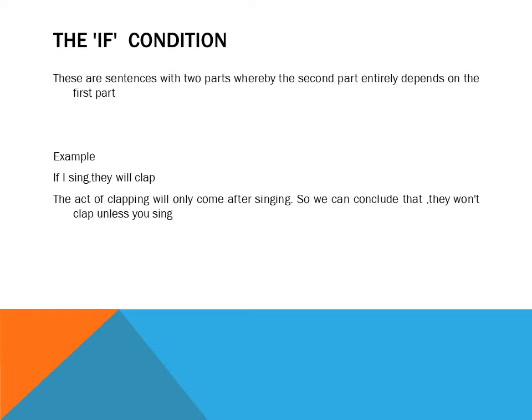That entirely means that the act of clapping will only come after singing. So it depends majorly on whether you sang. If you sang, then automatically they would clap. But if you didn't, then the clapping part of it will not be in. So that's what we are saying, that all conditional sentences have the first part and the second part. The second part depends entirely on the first part.